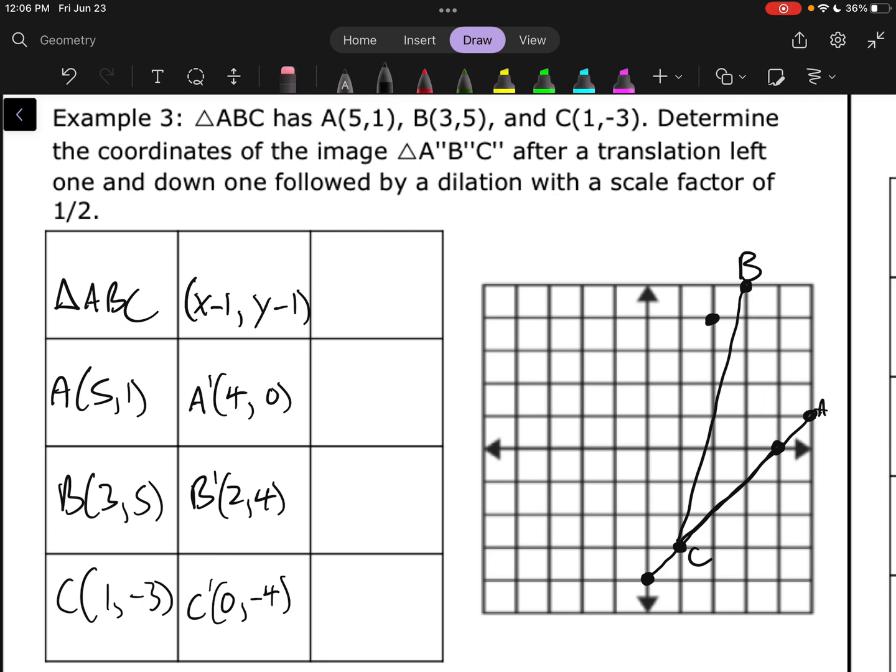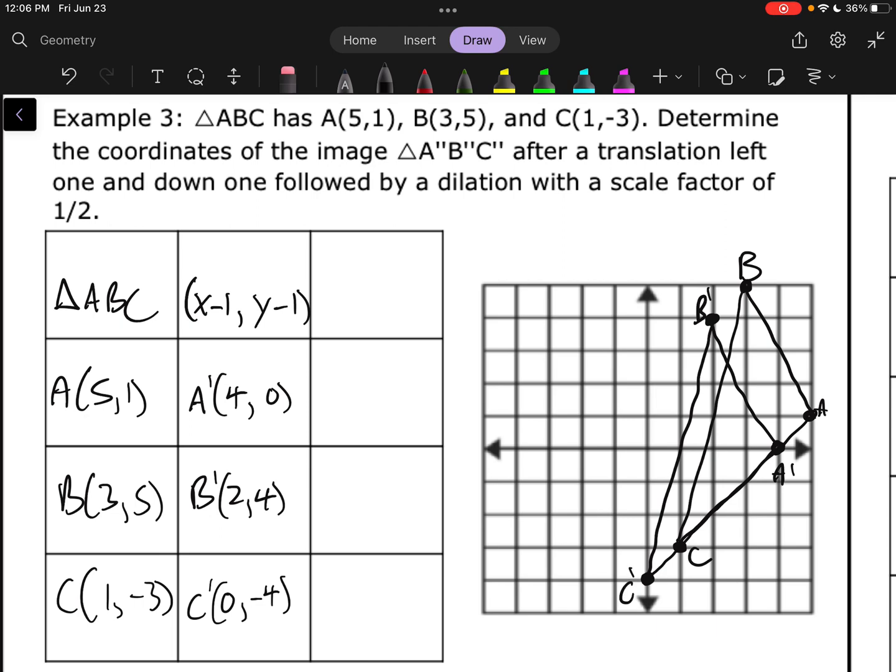Okay, let me get this all fixed. That's the original shape. This is the new one. Now we're looking good. Okay, so we slid that thing left 1, down 1. Here's B prime, here's A prime, here's C prime.